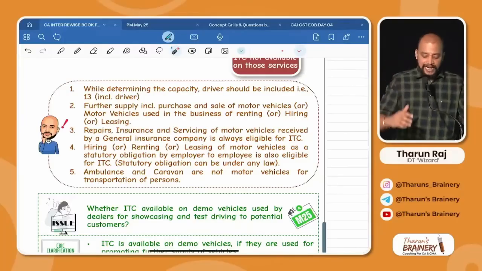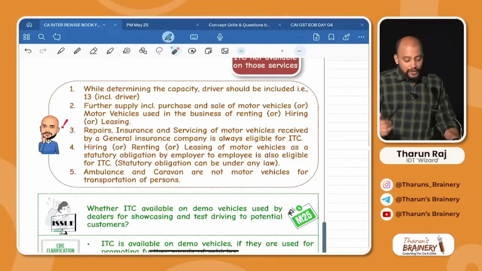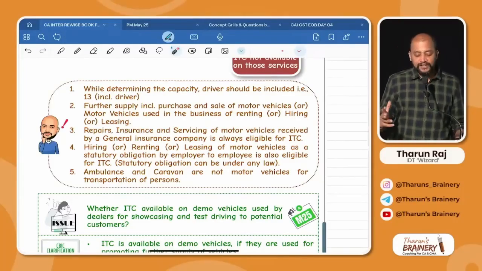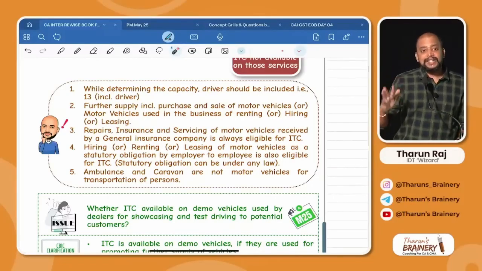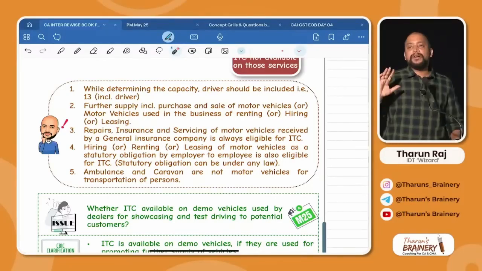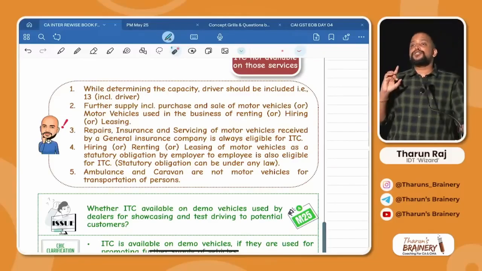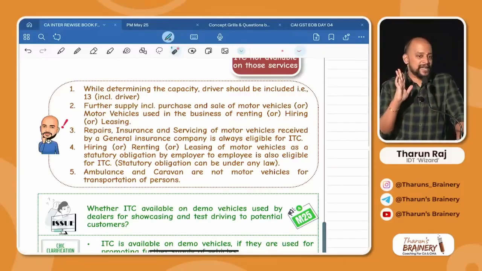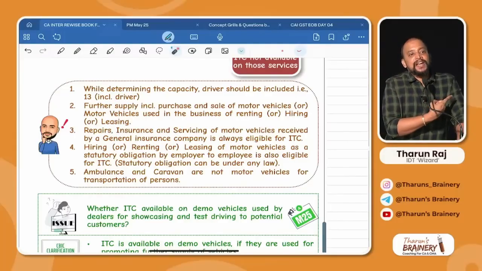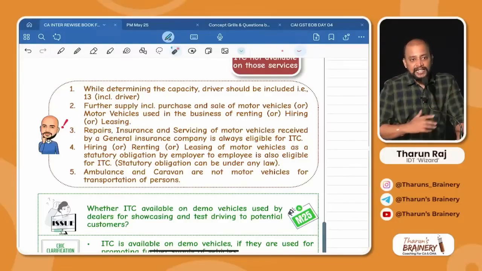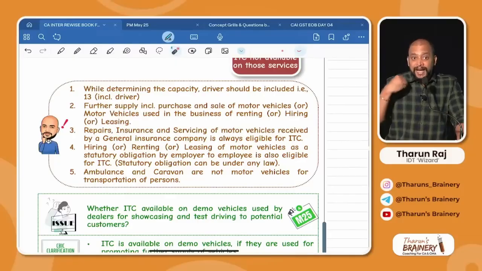That is this point. Read that. Repairs, insurance, and servicing of motor vehicles received by a general insurance company is always eligible for ITC. But remember, the invoice should be in the name of the insurance company. If the invoice is in my name, but the insurance company has paid, the insurance company cannot take ITC. The invoice should be in the insurance company's name.